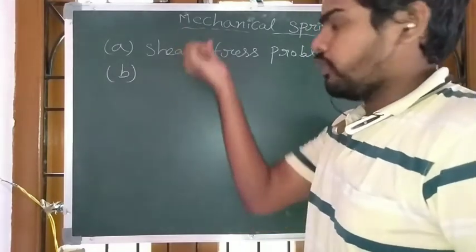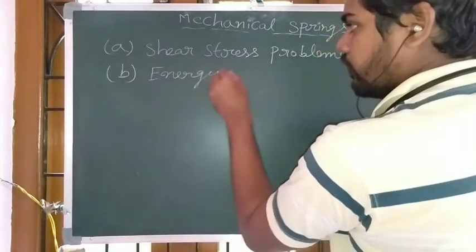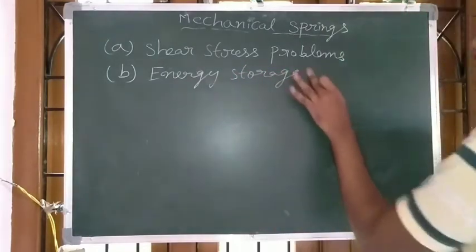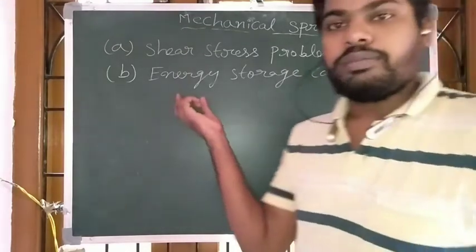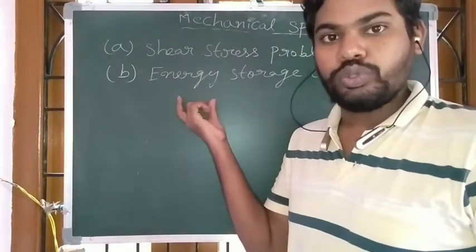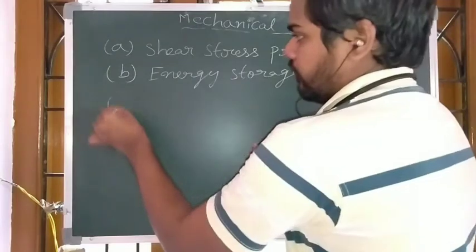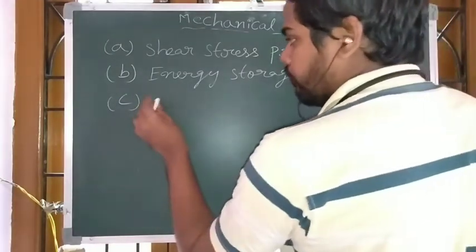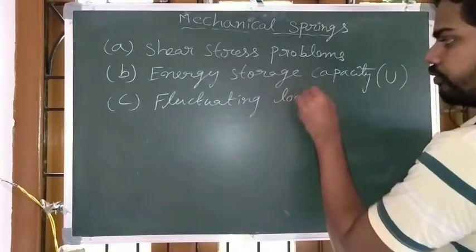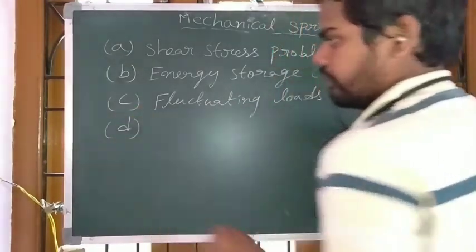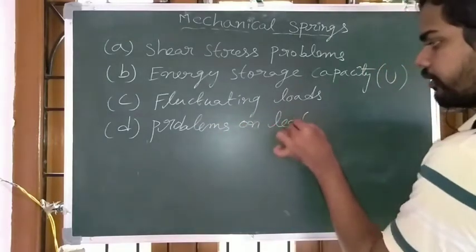And the second model in mechanical springs is energy storage capacity problems. It is based on the energy storage capacity, which is denoted by U. The third model is problems based on fluctuating loads, and finally, problems on leaf springs.